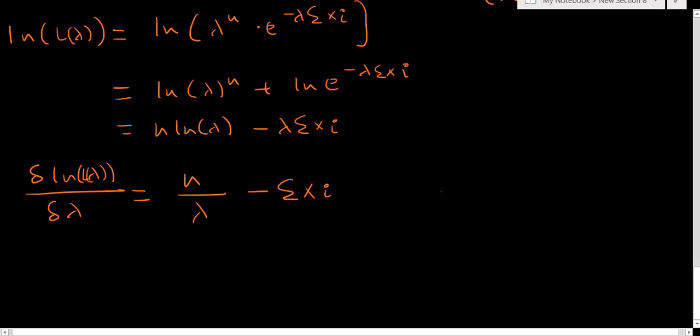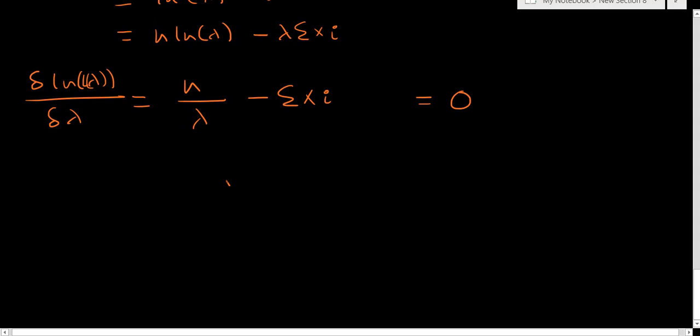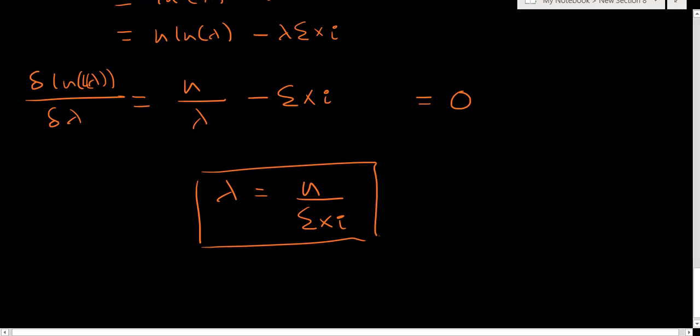Now equating this to 0, in order to get a value for lambda, lambda would be equal to n over sigma xi. So you can just check that. If I send xi this side, and then I send xi under n, this would be the value that you would get. Now let's check whether this is a point of maxima or not.